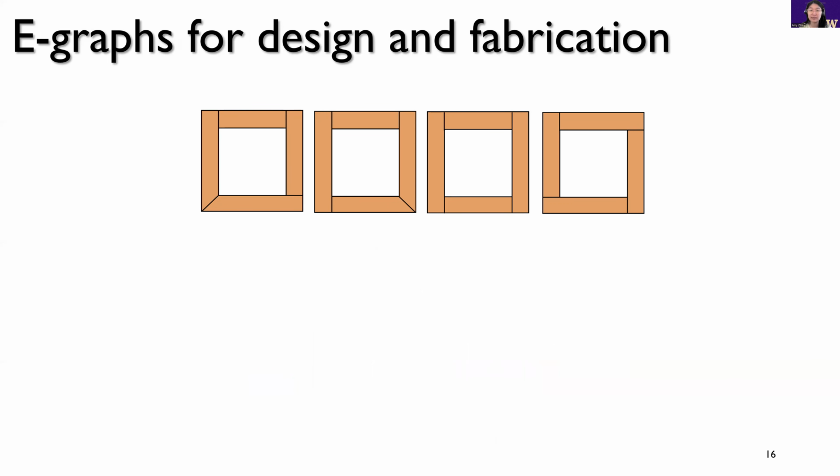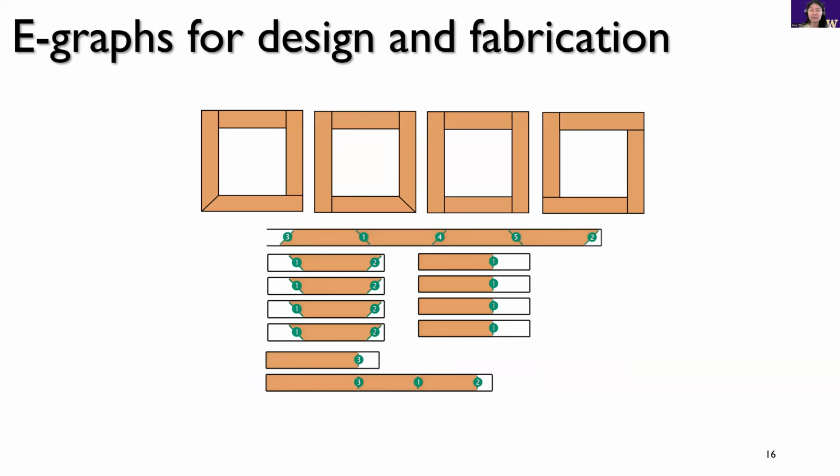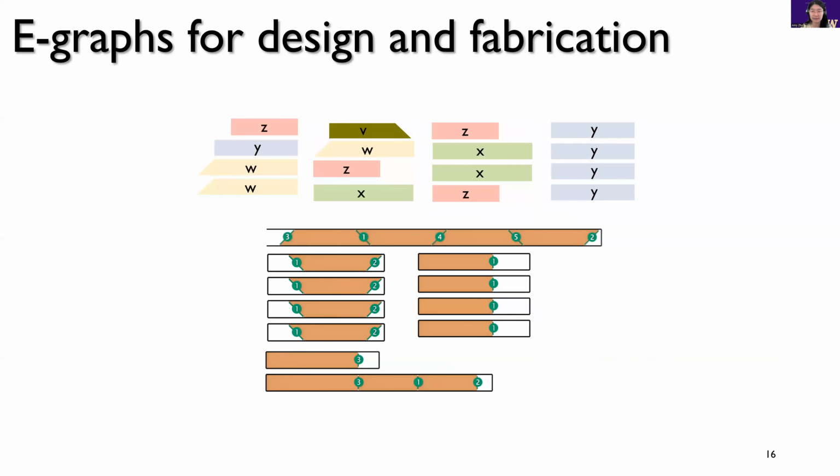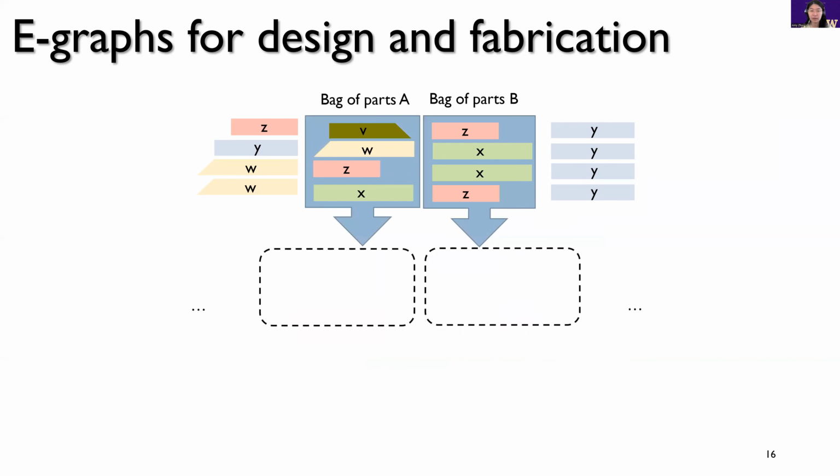First, we need to encode different design variations in the E-graph. Second, we need to encode fabrication plans into the same E-graph. Our solution to this is to use a bag of parts representation. Every design is represented as a bag of parts only, with no information about assembly. So let's concretize this notion into an E-graph.